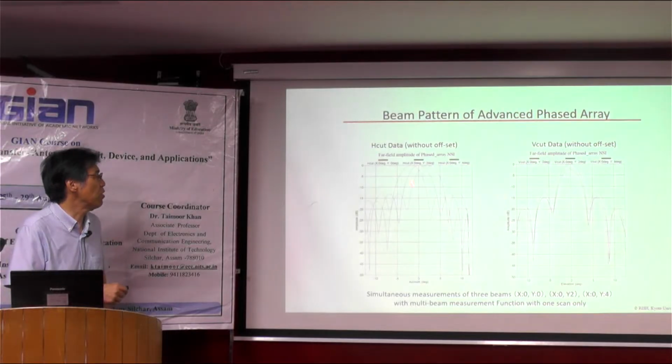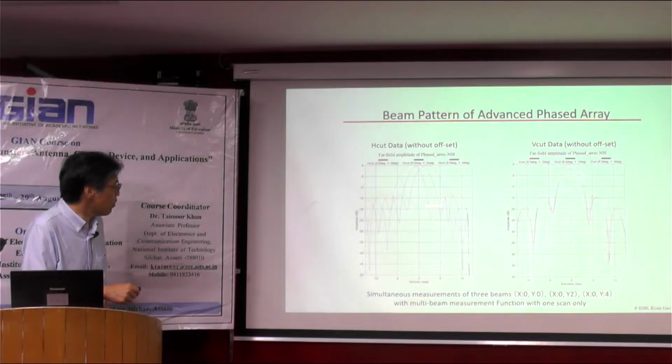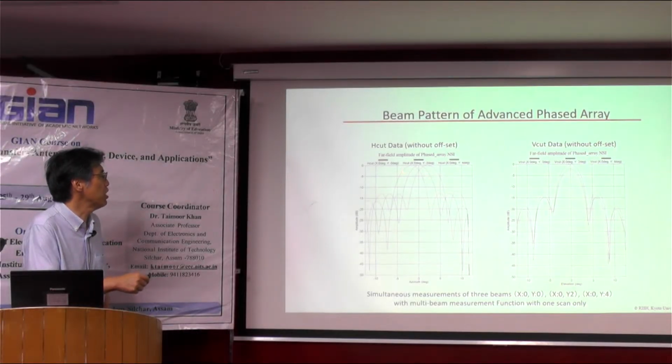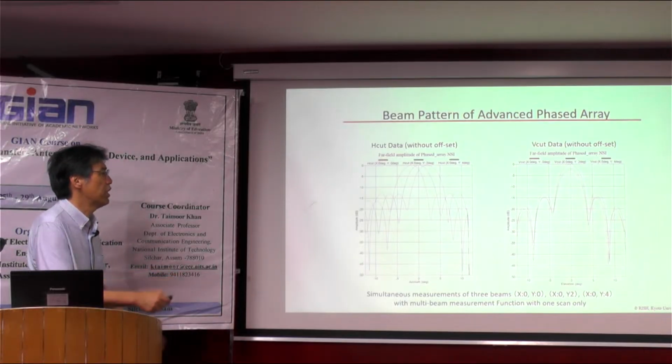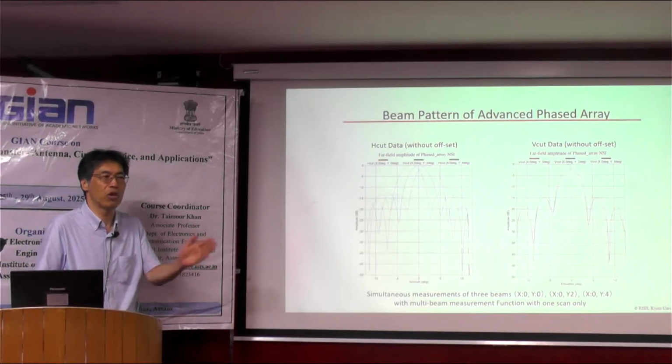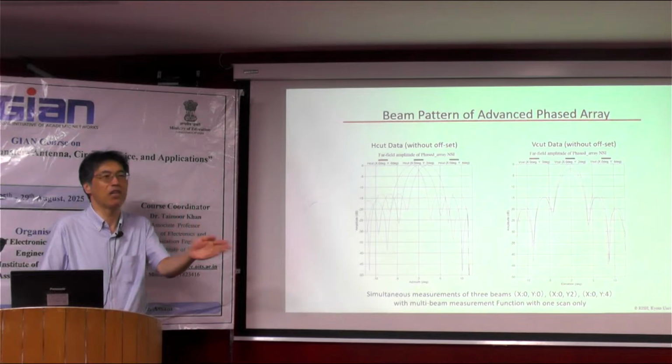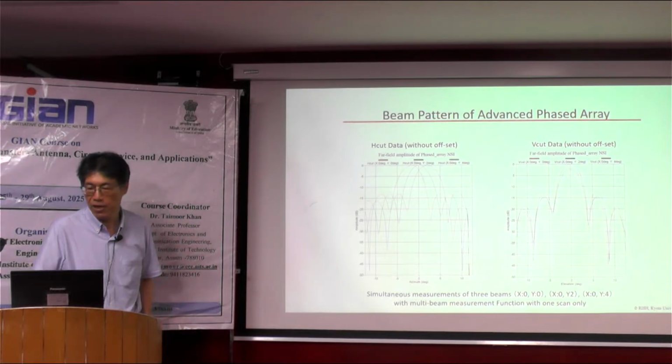And this is a beam forming pattern. This is a simulated and measured result. Here you can see we control the beam direction. And this is an H cut and V cut. So it means we can control the beam direction along the x-axis and y-axis, three-dimensionally.